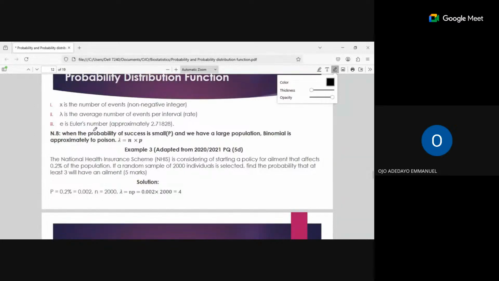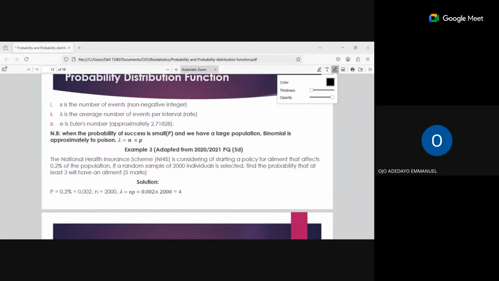And remember that anytime you have a small p and a large sample size, your binomial is approximately Poisson. That is, your lambda is equal to np, which is the product of the sample size and the probability of success, the probability that the disease is going to affect the population. So in this case, we have 0.002, which is this p, multiplied by 2,000. Then your lambda is equal to 4. So we have our lambda now to be equal to 4.